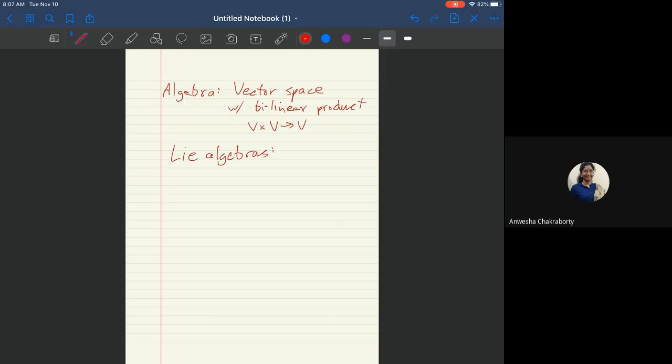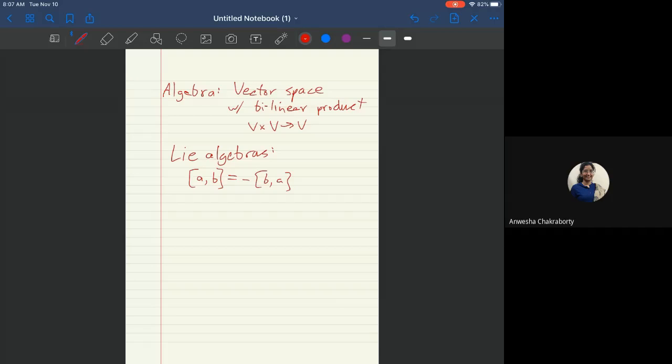So these arise as the infinitesimal generators of the symmetries that appear in physics. These are algebras where the product is the so-called Lie bracket, or the commutator. So the product in the algebra is antisymmetric.